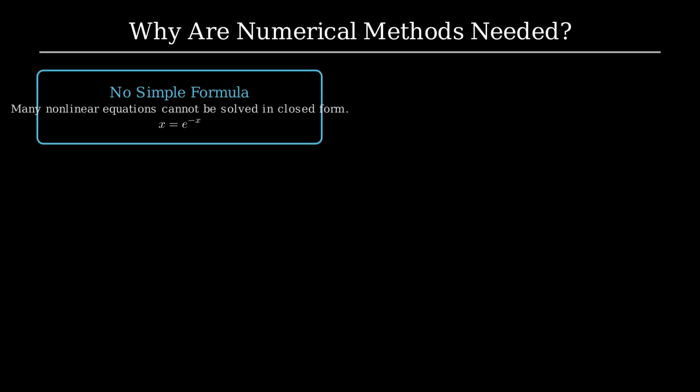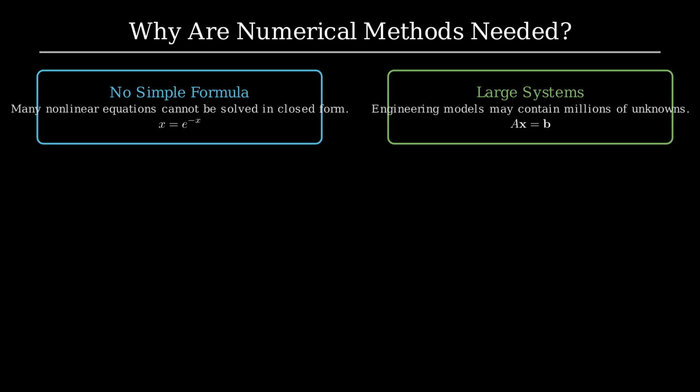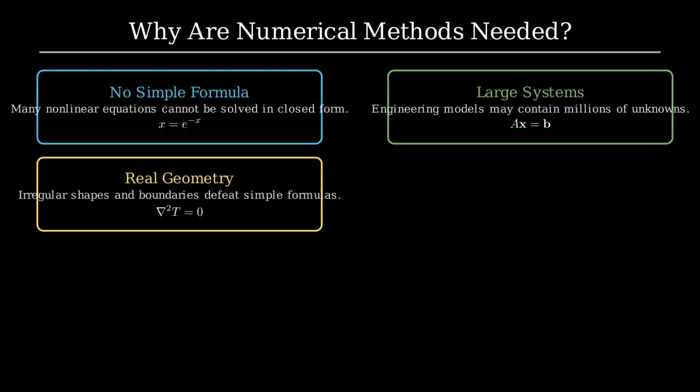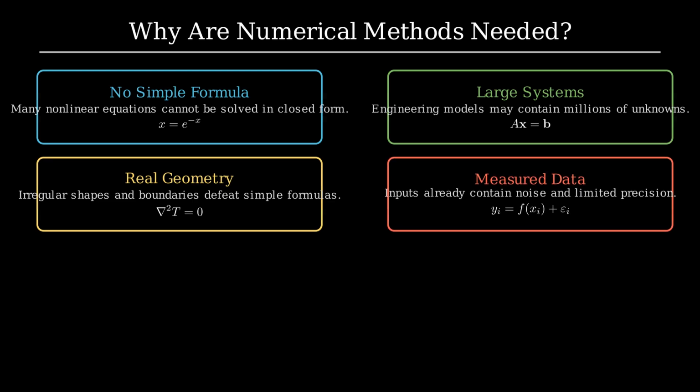First, many algebraic and transcendental equations have no convenient closed-form solution. Second, realistic engineering models can contain thousands or millions of coupled unknowns. Third, real components have irregular shapes, complicated materials, and complicated boundary conditions. Fourth, measured input data has noise and finite precision, so an exact symbolic result would not be physically exact anyway.